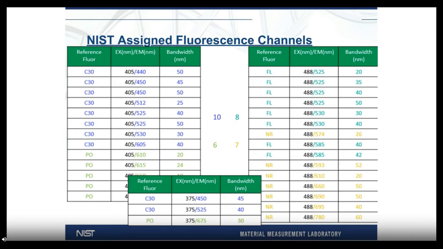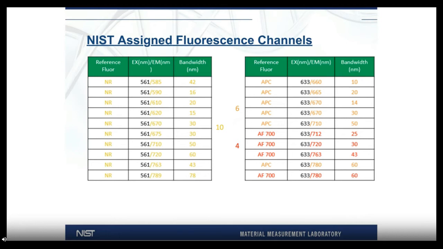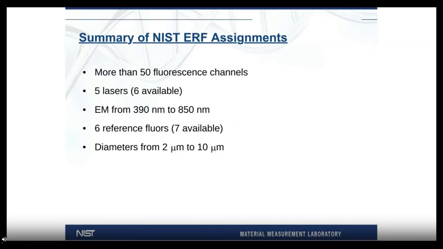Using fluorescein, we've assigned 8 channels. Using Nile Red at 488 excitation, we've assigned 7 channels. Using Nile Red at 561 nanometer excitation, we've assigned 10 channels. Using APC, we've assigned 6. And using Lexaflor 700, we've assigned 4 channels.